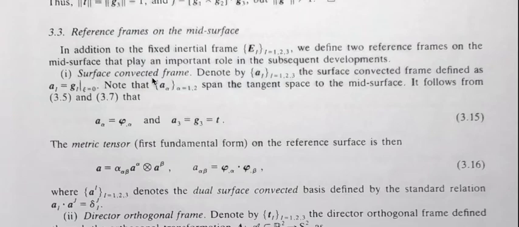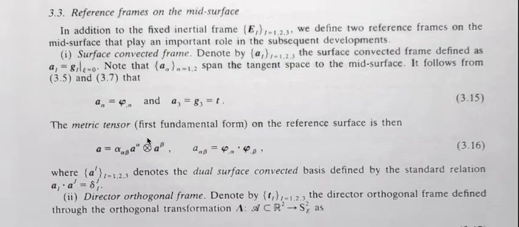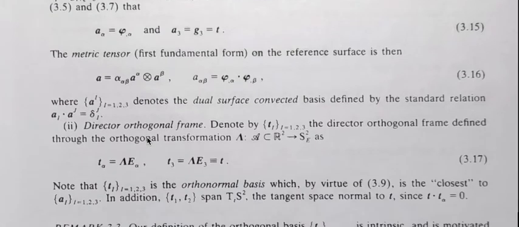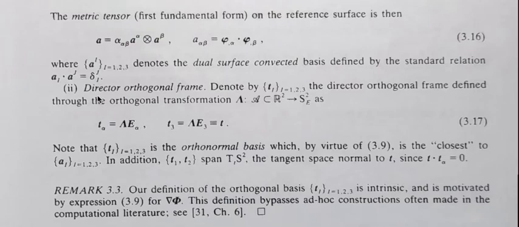It forms a surface convected frame. So A alpha, the two vectors on the surface of the shell along the coordinate lines, and a perpendicular vector A3 is equal to G3 is equal to T. So these three form a convected frame of reference, and another frame of reference is the director orthogonal frame.